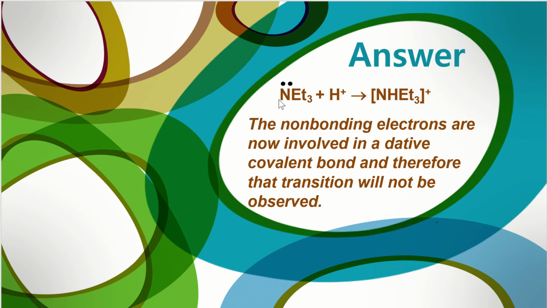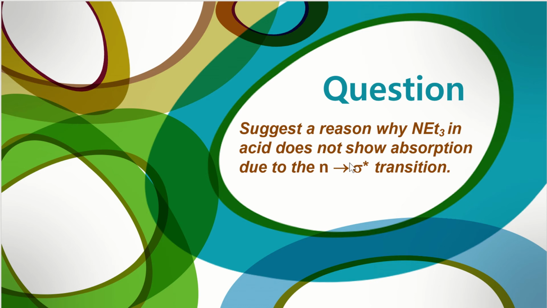All right. So if you thought about it and you came to this conclusion, then wonderful job. So for triethylamine, we have our non-bonding electrons here, and in the presence of an acid, it will therefore become protonated. And so the non-bonding electrons are now involved in a dative covalent bond, and therefore that transition will not be observed. So they are no longer free and able to participate in that transition. And so that is the reason why when it is in acid, it does not show this particular transition.